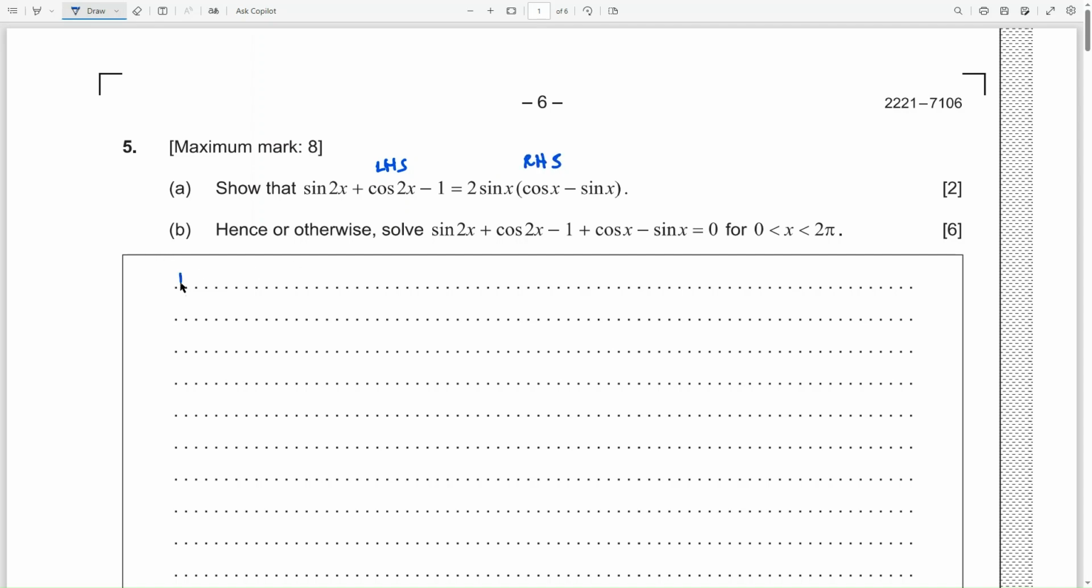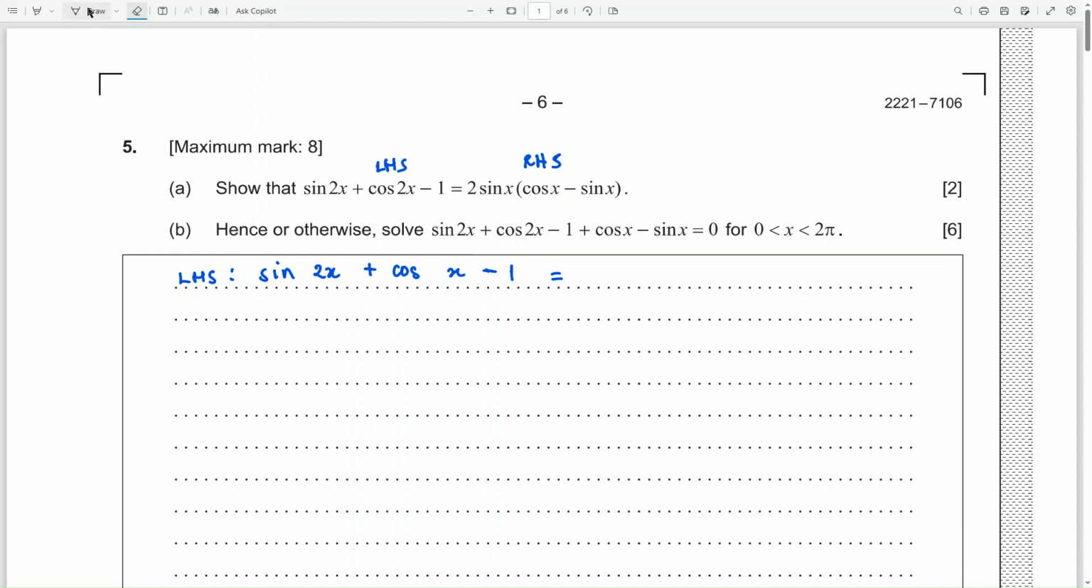Okay, so the left-hand side expression says sine 2x plus cos 2x minus 1. In order to rewrite this, we're going to have to use some double angle identities. Double angle because you can see that you have double angles here. They're multiplied by 2, hence double angles.